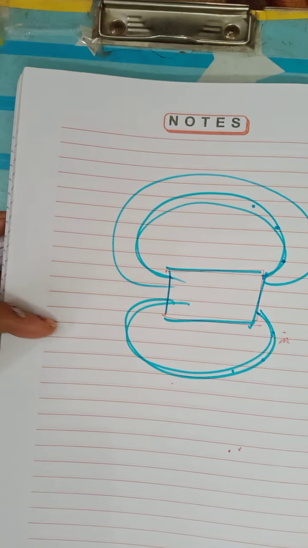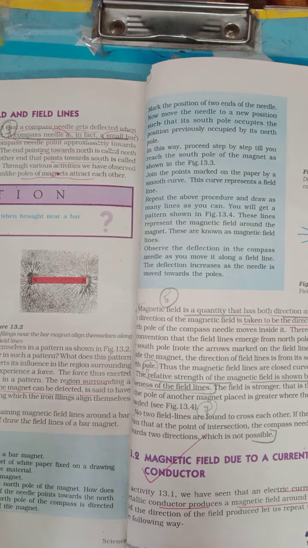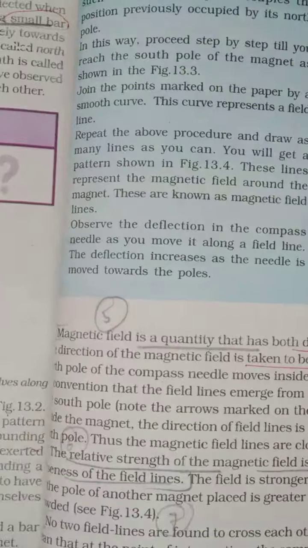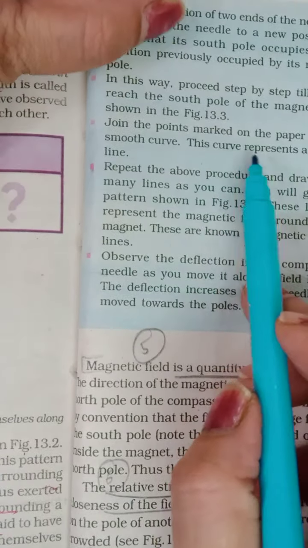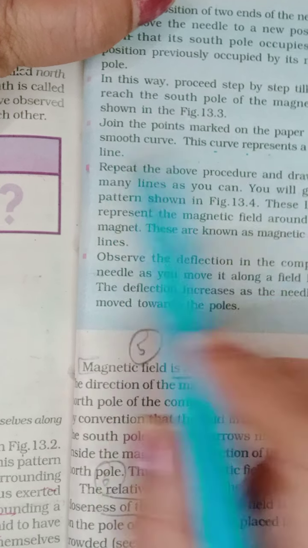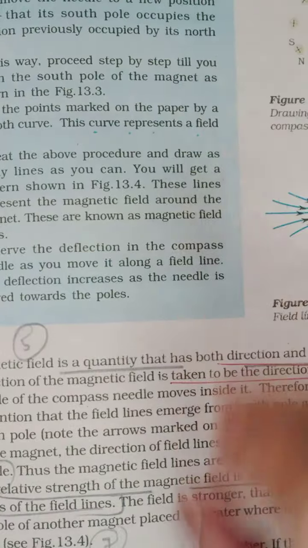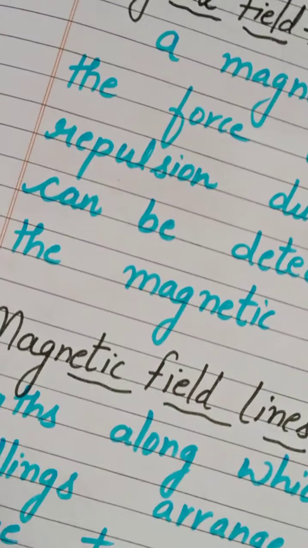and these concentric circles are representing what? They are representing magnetic field lines. See this activity and mark the important lines from here. The curve represent magnetic field, and moreover from here he is giving you the properties of magnetic field lines.